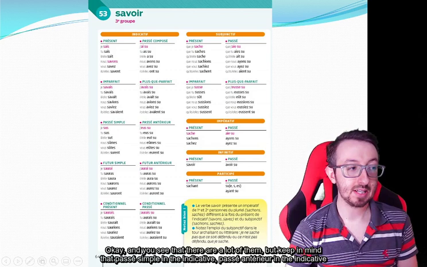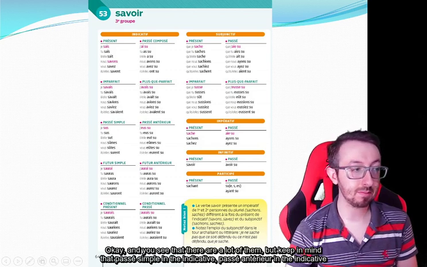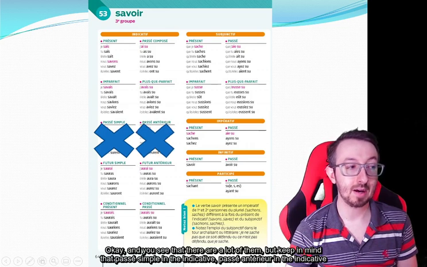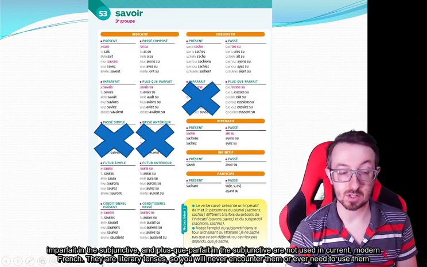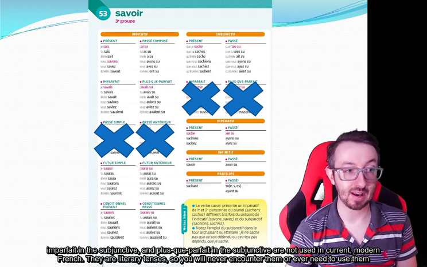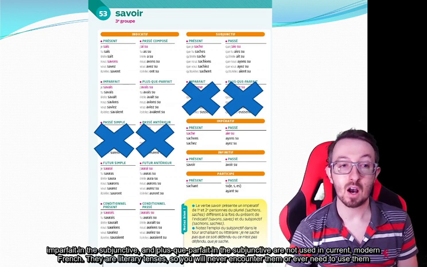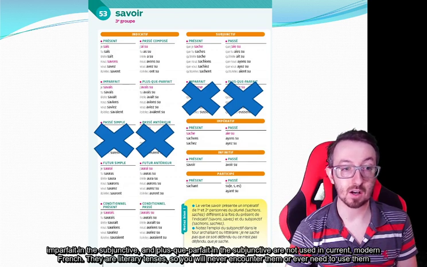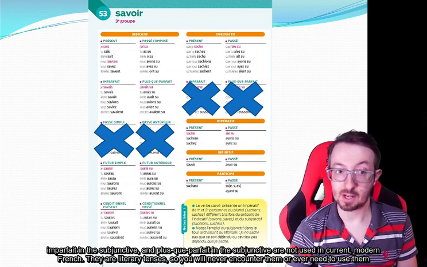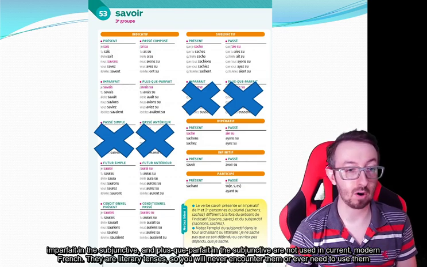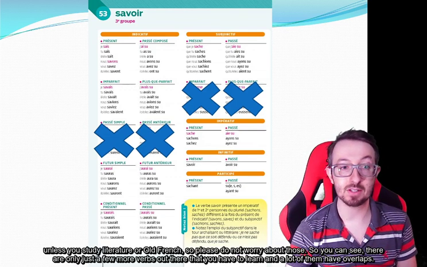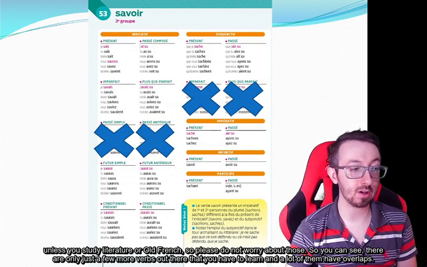Okay, and you see that there are a lot of them, but keep in mind that passé simple in the indicative, passé antérieur in the indicative, imparfait in the subjunctive, and plus-que-parfait in the subjunctive are not used in current modern French. They are literary tenses, so you will never encounter them or ever need to use them unless you study literature or Old French. So please do not worry about those.